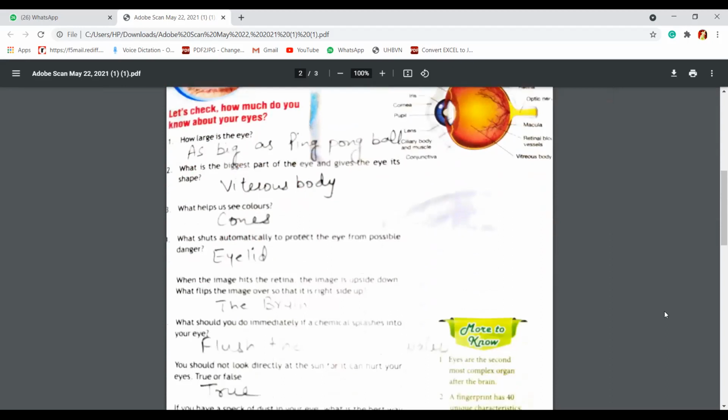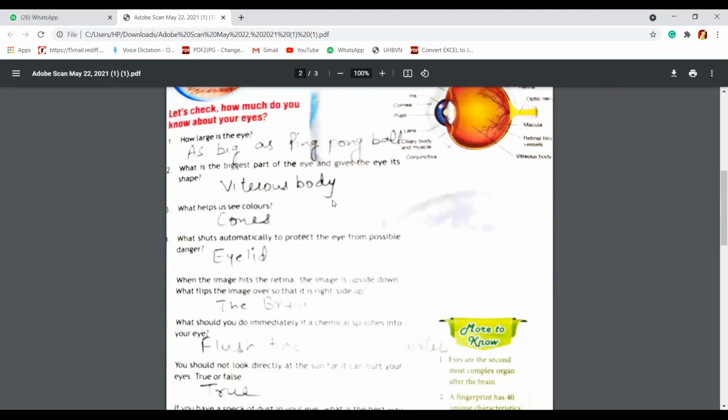Let's give the answers about the eye. How large is the eye? The eye is as big as a ping pong ball. Have you ever seen or played with a ping pong ball? When we squeeze it, it just comes back to its place. It's very small, so it is known as a ping pong ball. The eye is just like that, it is only that big.